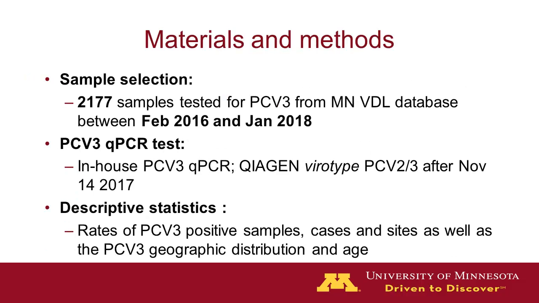So our study population is 2,177 samples with a PCV test from the Minnesota Diagnostic Laboratory from February 2016 to January 2018. For those samples, initially we had an in-house qPCR, and then later we used a QIAGEN VirotypeR PCV2 and 3 duplex after November 14, 2017. And we have the descriptive analysis of the rate of PCV positive samples, cases and sites, as well as the PCV3 geographic distribution and age distribution.